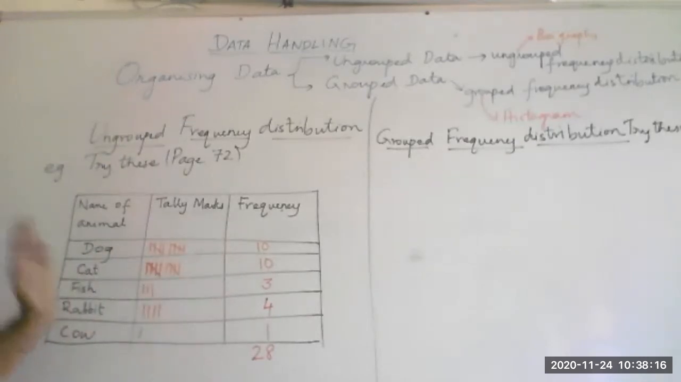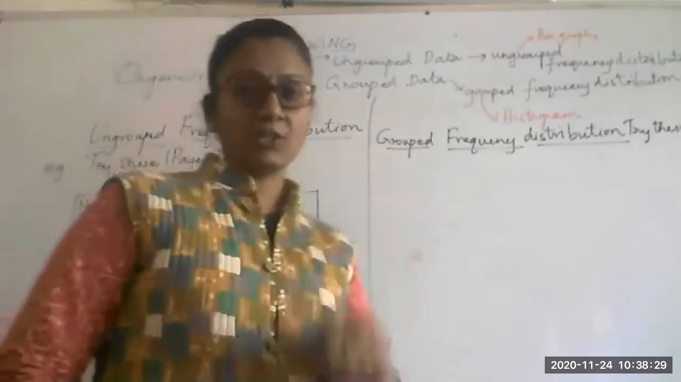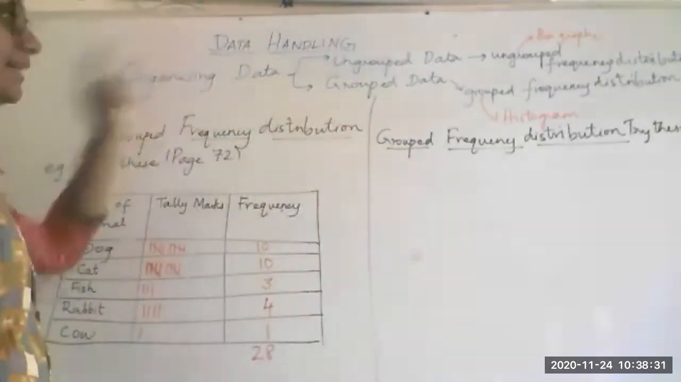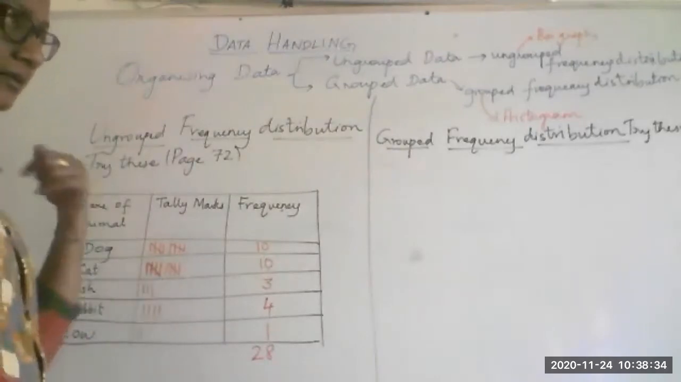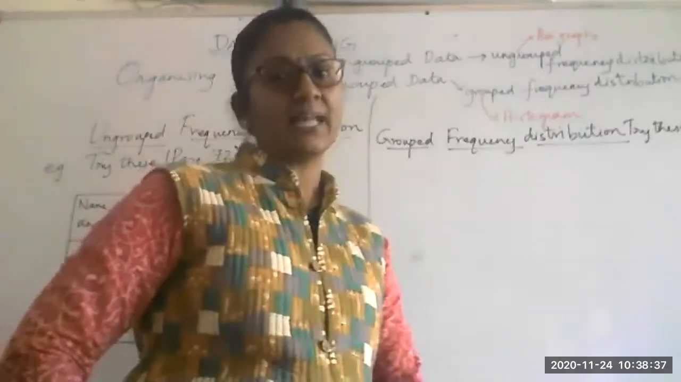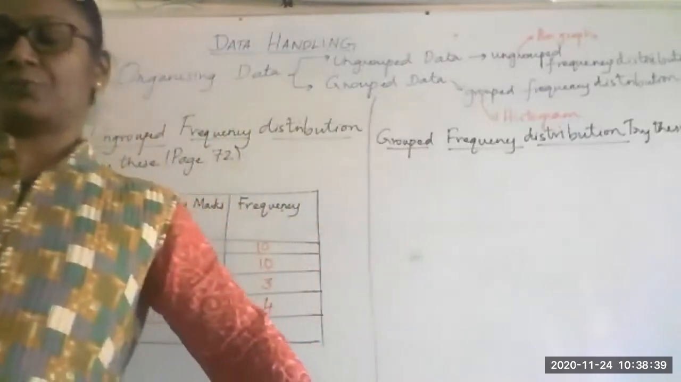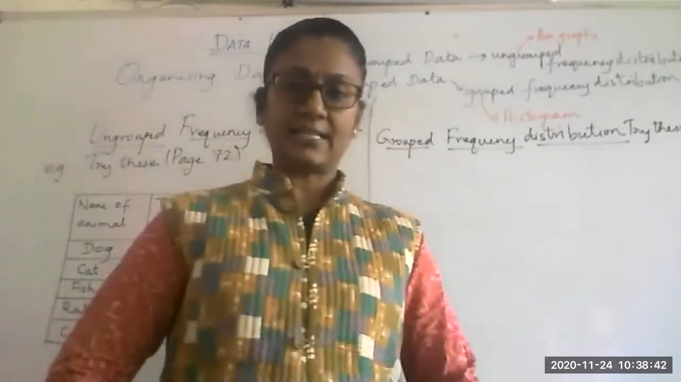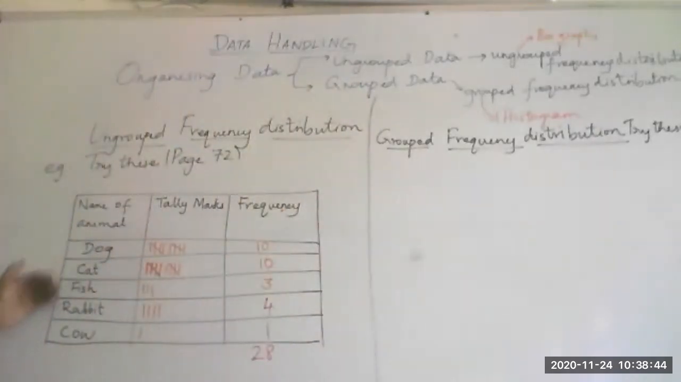And which is the animal which is the least favorite among all the animals? Cow. Because it's only one child who likes to have a cow as a pet. So this is giving you the information much more quickly than the raw data. That is why organizing data is very, very important. Now, organizing data can be done with the help of class intervals also, because it is not always necessary that our raw data will be descriptive data like names with commas, or the scores, or maybe the subjects, something which is descriptive.